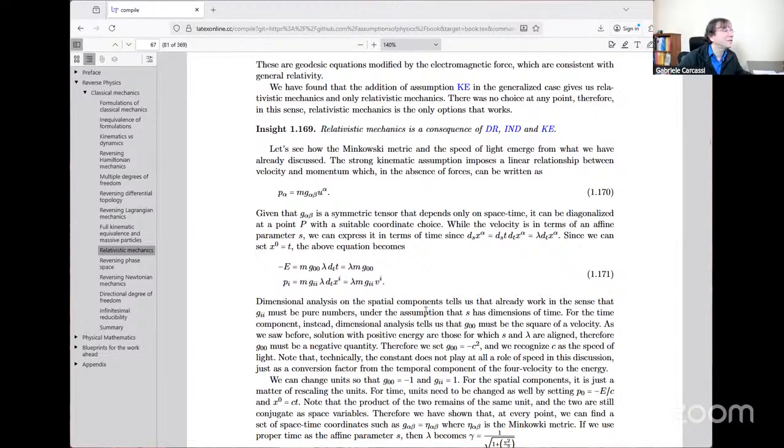Okay, so I think this should just have been: dimensional analysis of the spatial components already works, in the sense that g_ii must be pure numbers under the assumption that s has the dimensions of time. I think that's what it should be, so I'll make a note. And then for the other one, the dimensionality does not work, so you look at the dimension and you say, okay, that thing must be a velocity.